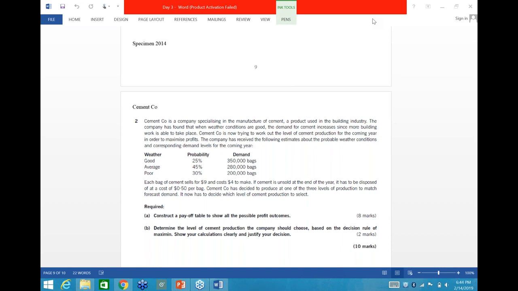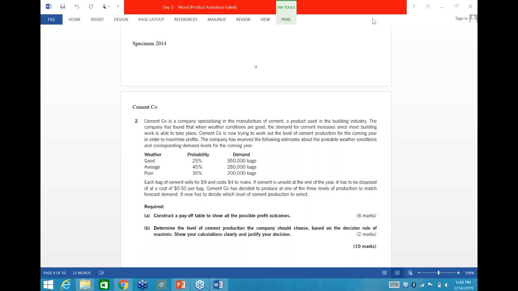So weather condition: good, average, poor. Depending on the weather condition, what's your demand? Each bag of cement sells for 9 and costs 4 to make. If cement is unsold at the end of the year, it has to be disposed of at a cost of 50 cents per bag. So this was probably not a regular question. The selling price and the cost we know, but the disposal cost, it's not a big deal, but again, not a regular question.